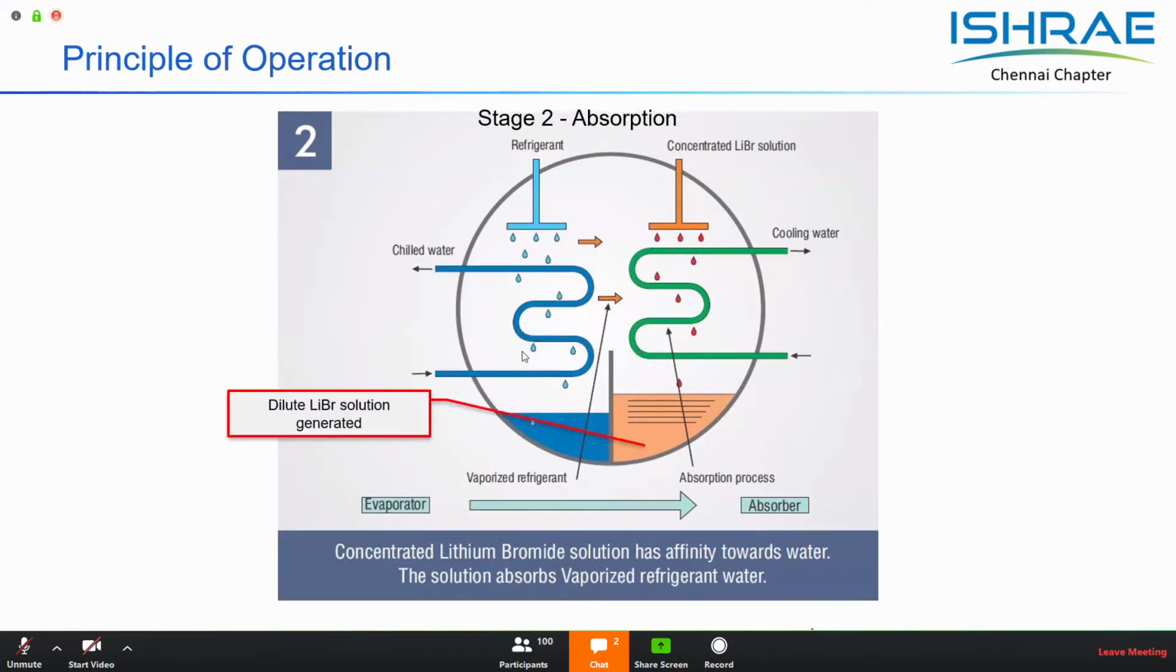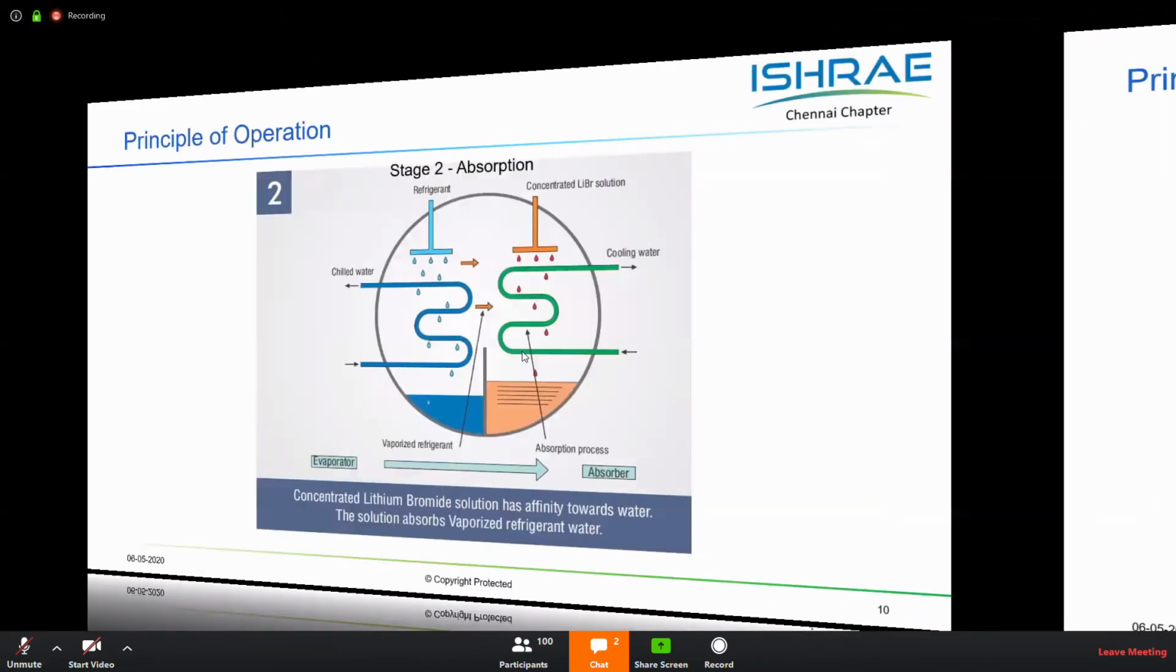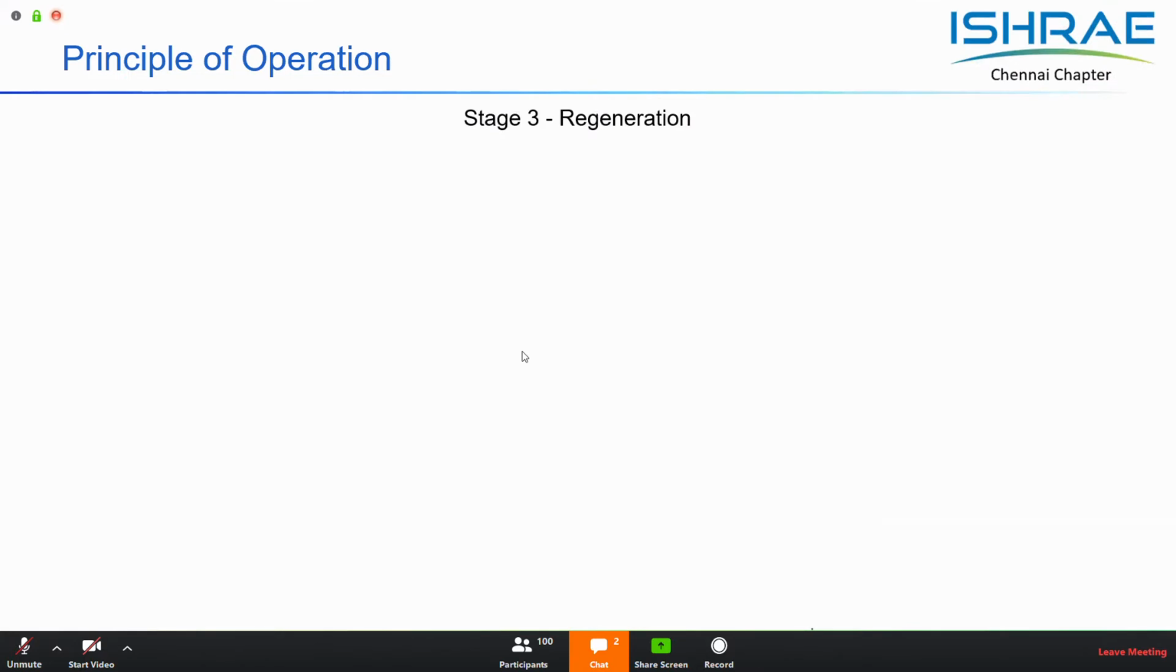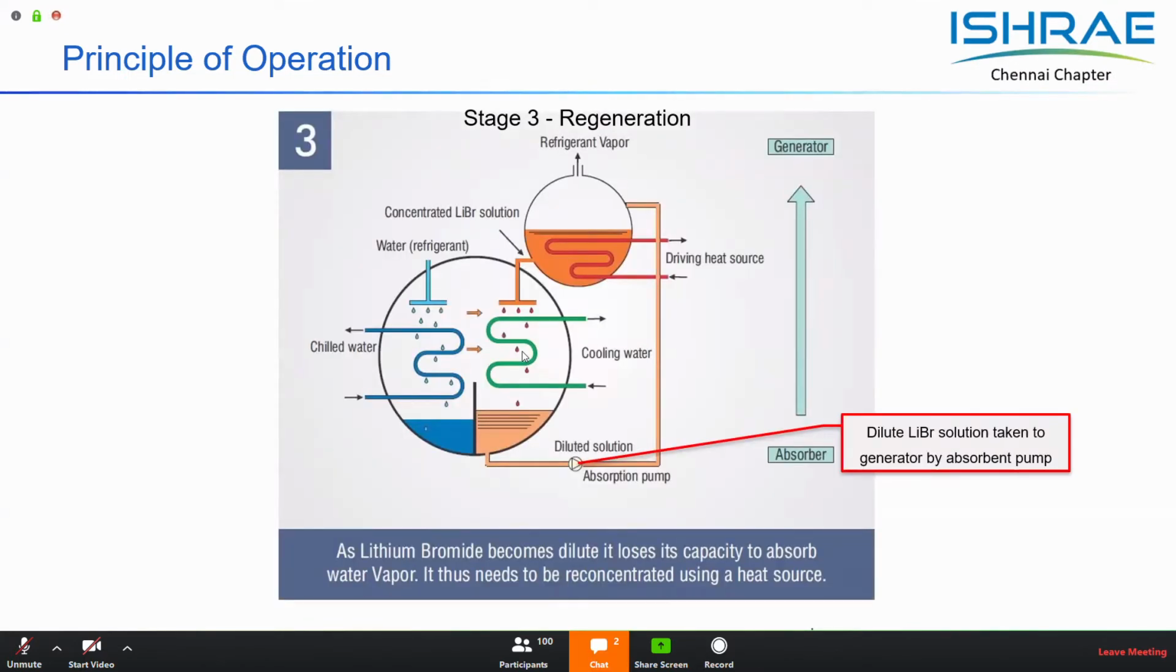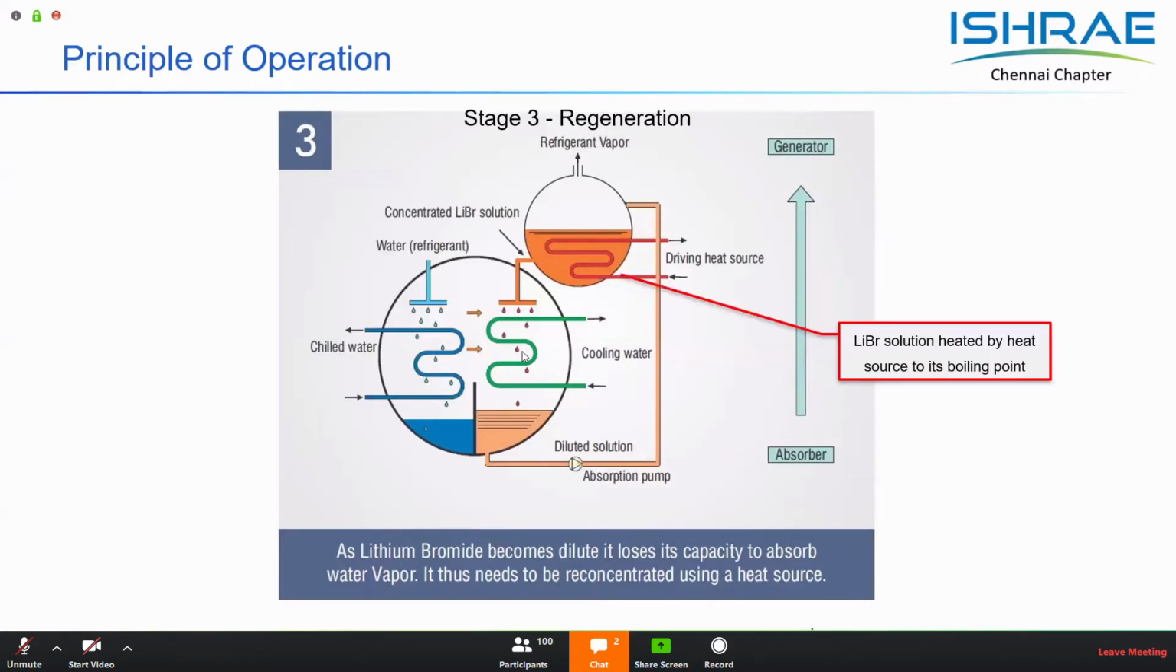Now, how do we continue this process? For continuing this process, we have to separate this refrigerant and lithium bromide. For this, the next step is to pump this lean solution into the generator section, where the heat source is used to heat the lithium bromide solution to its boiling point. As the lithium bromide temperature rises and it reaches its boiling point, the refrigerant inside the lithium bromide solution evaporates, or vaporizes, because of the difference in the boiling points of the salt and the refrigerant. So refrigerant vapor is produced.